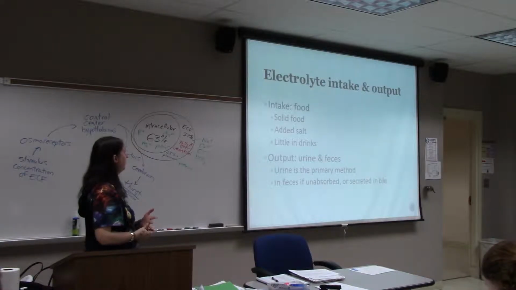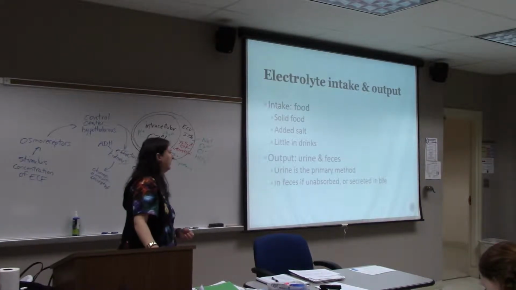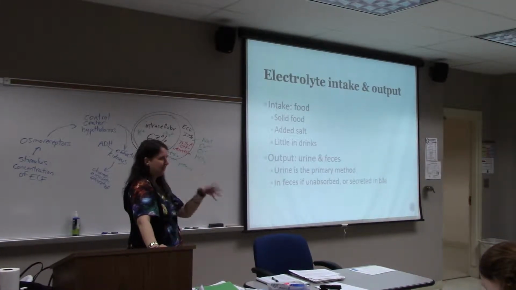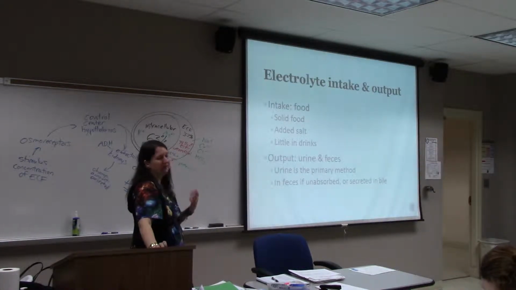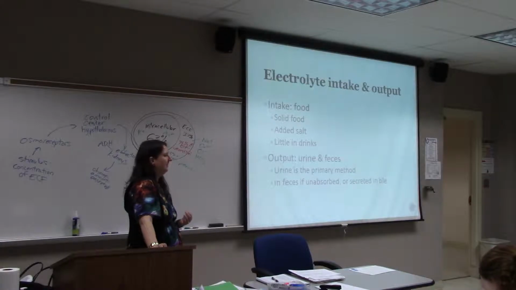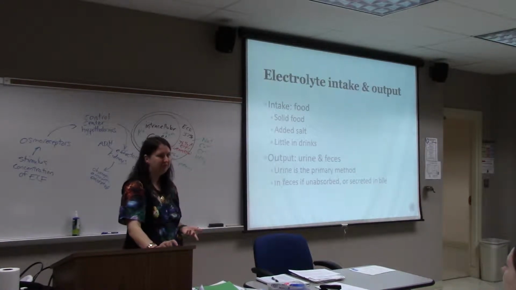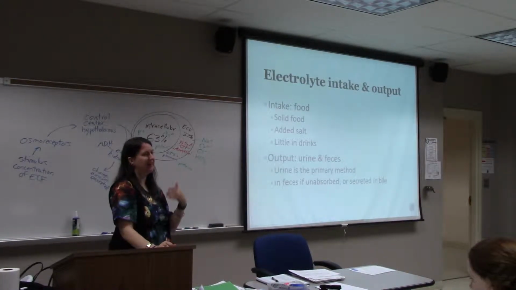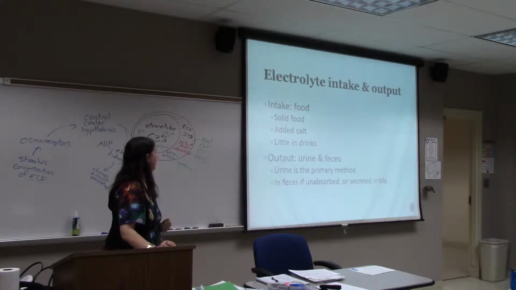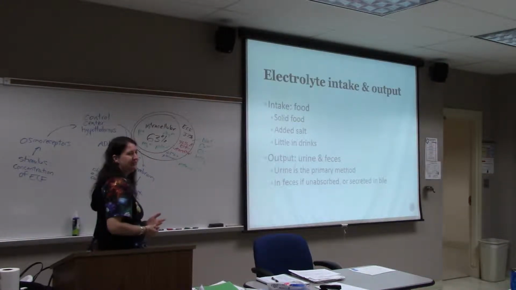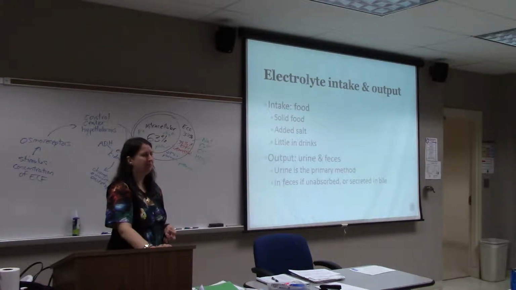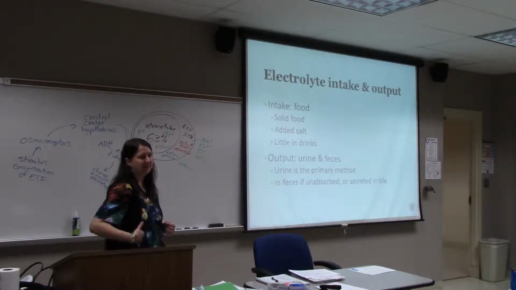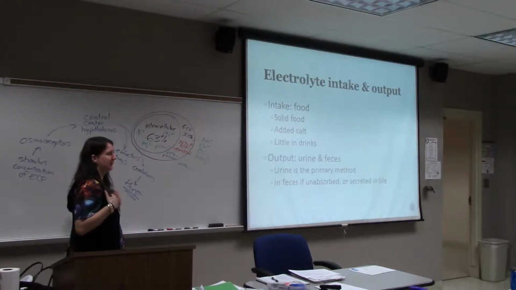Electrolyte intake is mostly from our food. Solid foods all have some amount of electrolytes in them. We get a lot of added salt in processed foods or by sprinkling it on, and that would be the sodium and chloride. There's not a lot of electrolytes in drinks. Fruit juices would have potassium, a sports drink would have various electrolytes in it depending on the composition they've used.